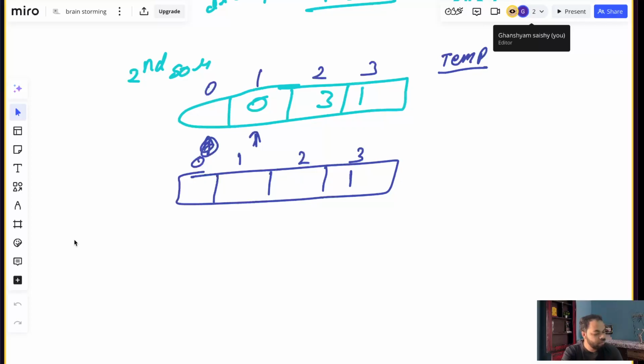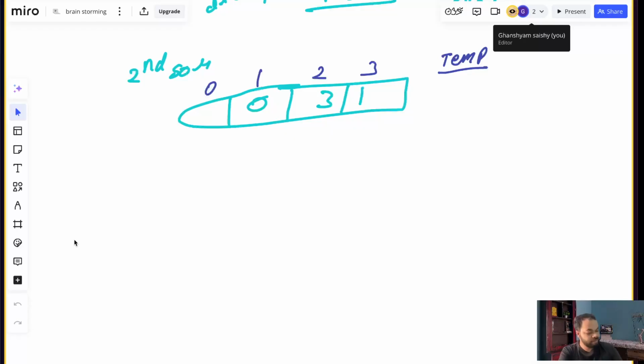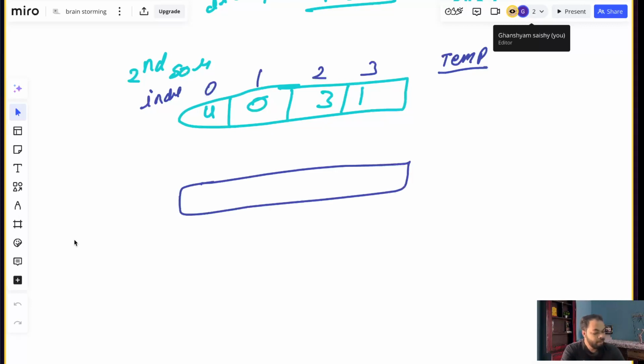What I could do instead, so I know the indexes. These are the indexes. Now what I'll do, write it here. Now I'll do this thing. I will start from this index. I will check if the value present at the index is matching or not.